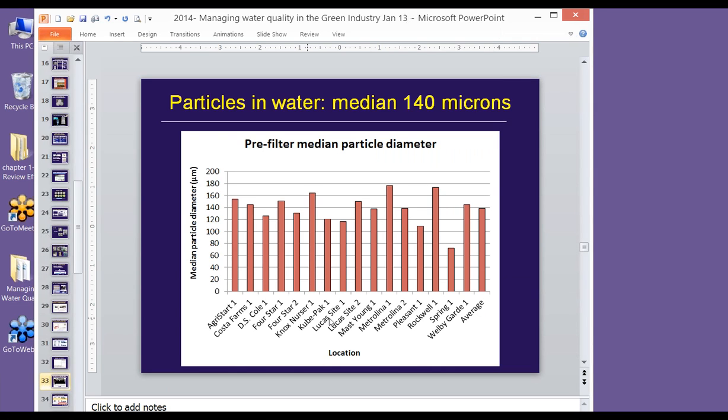What you're seeing in this graph, we have the different operations on the x-axis, and then we have the median particle size, the diameter of the median particle size. And as you see, the median of most operations is 140 microns. What this means is 50% of the particles are greater than 140 microns, and 50% of the particles are under 140 microns. Again, as we're trying to decide on filter size, it's very important that we keep this in mind. And as you can see, it varies a lot by the operation, so it's very important that you estimate what the particle size is in your specific operation.